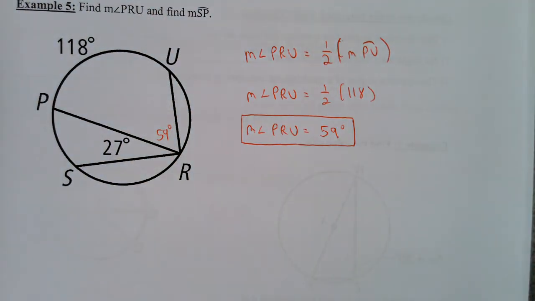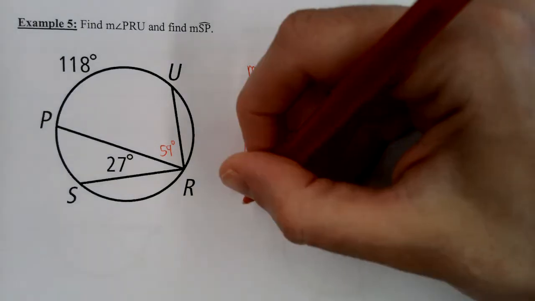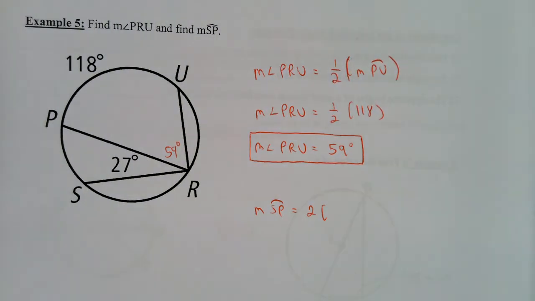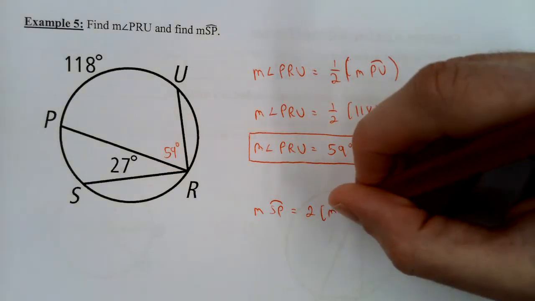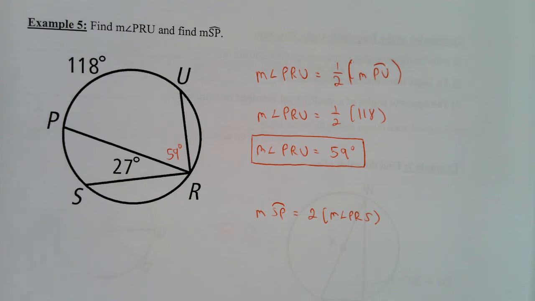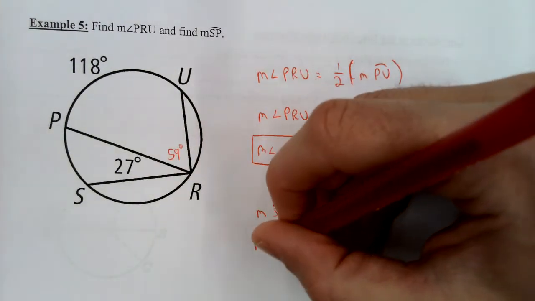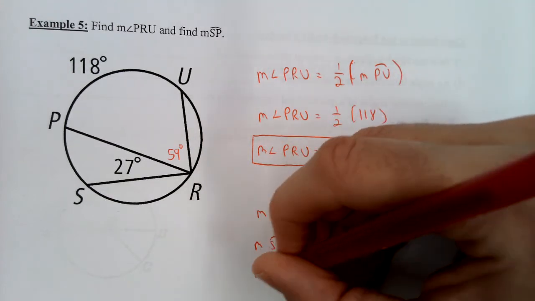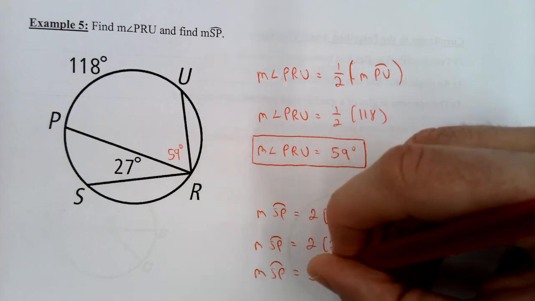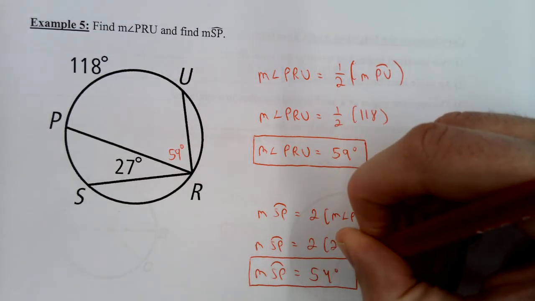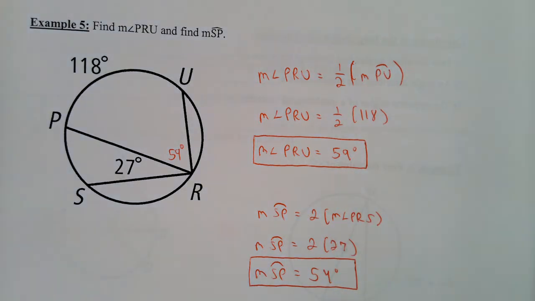Now let's go the other way. Let's find arc SP. The measure of arc SP equals 2 times the measure of angle PRS, because it's double the arc it intercepts. I mean, it's double the inscribed angle. So 2 times 27, which is 54. Okay, we're almost done. Three more examples.